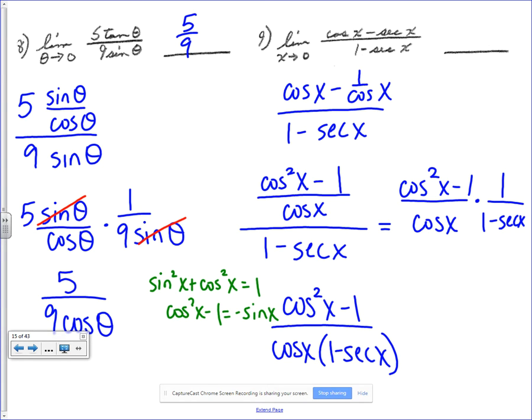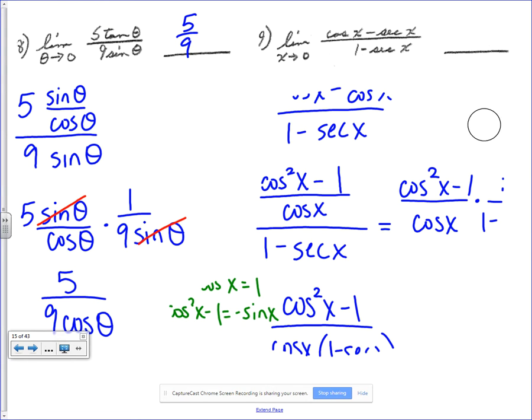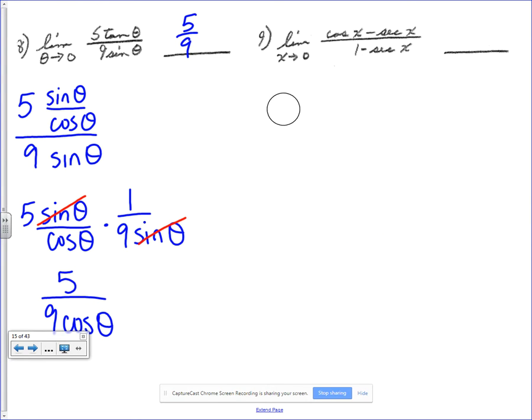Let's see here. What else can I do? Well, you know what we can do? Let's go back to the beginning. And instead of just changing the top to sines and cosines, let's change both the top and the bottom to sines and cosines and see what happens. Which would make it look like this.